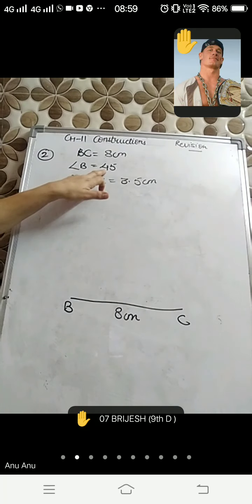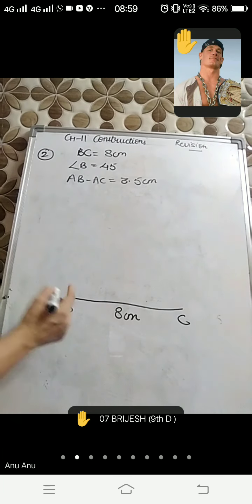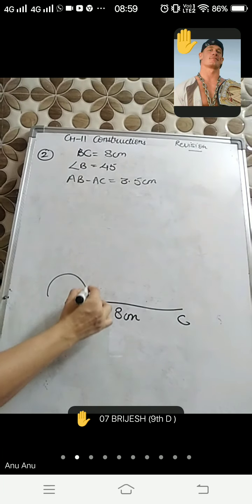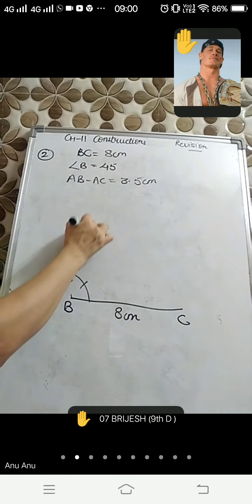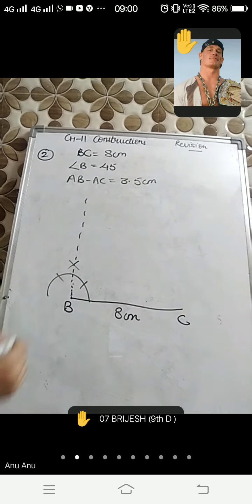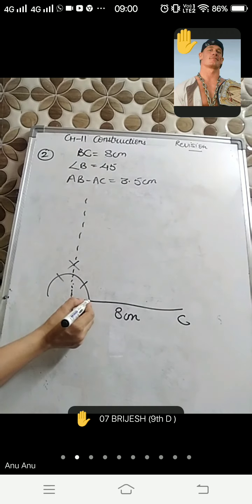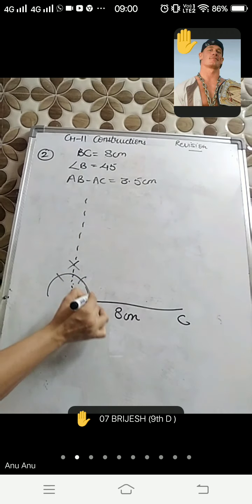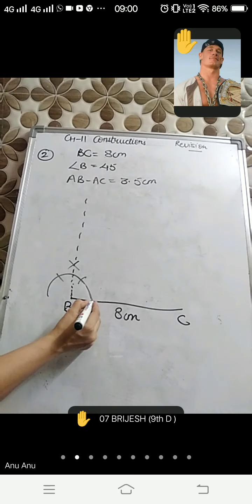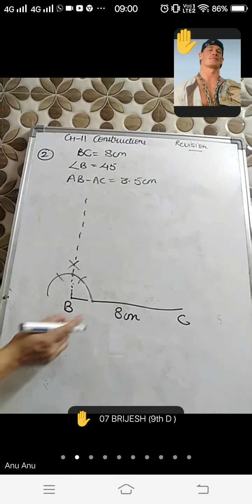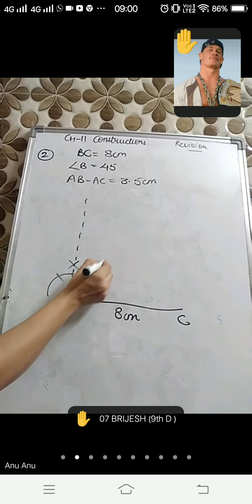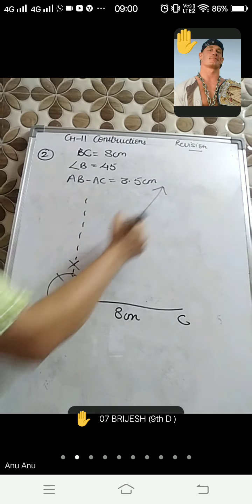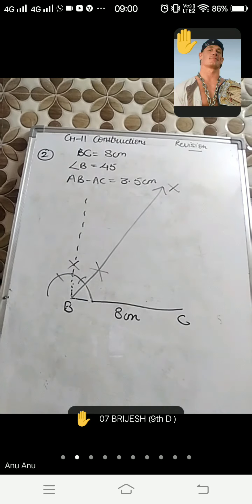Now angle B is 45. 45 is half of 90. So make 90 first. Make 90 first and then make the half of 90 by making angle bisector from these 2 points. So this is your 45-degree angle. This is your X.